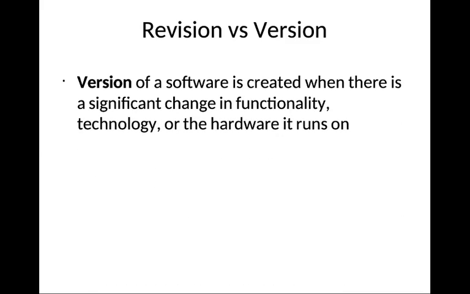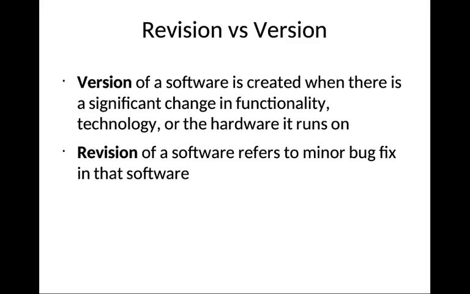A version of a software is created when there is a significant change in functionality, technology, or the hardware it runs on. So if we make a significant change, then we say that a new version of the software is developed. For example, if we have made a software for Android, and tomorrow we are developing the same software for iOS, then we can say that we are releasing a new version of the software.